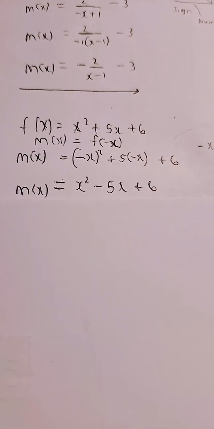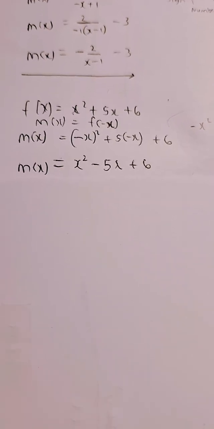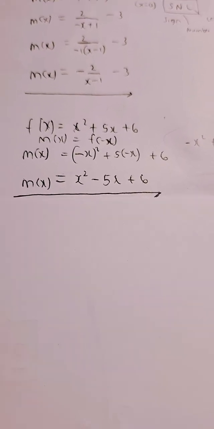m of x is equal to x squared plus 5 minus 5x. You see? Then that is the new function. So the concept. Hopefully now you understand this point. You've learned your lesson.